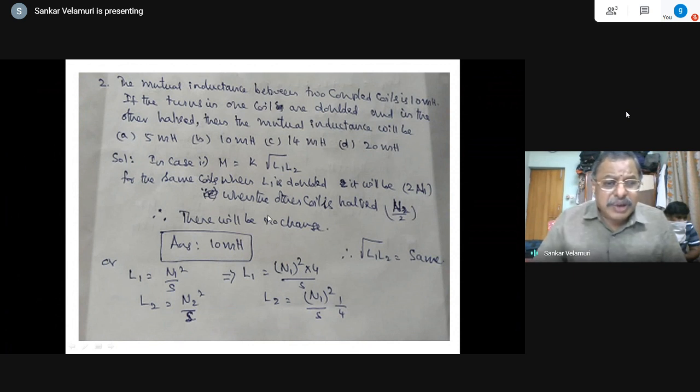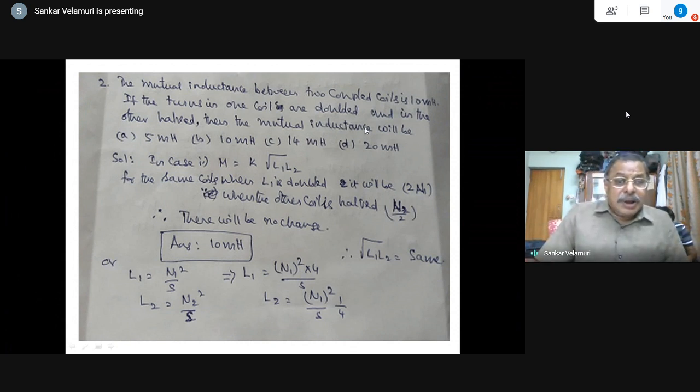There will not be any change, and you can see why. L1 is equal to N1 square by S, where S is reluctance and N1 is the number of turns. When the turns are doubled, the new L1 will be 4 times, whereas L2 is N2 square by S. The number of turns are halved, so it is proportional to the square of that, so 1/4. So 1/4 into 4 gets cancelled in the product, so it is the same. I hope you are able to follow.